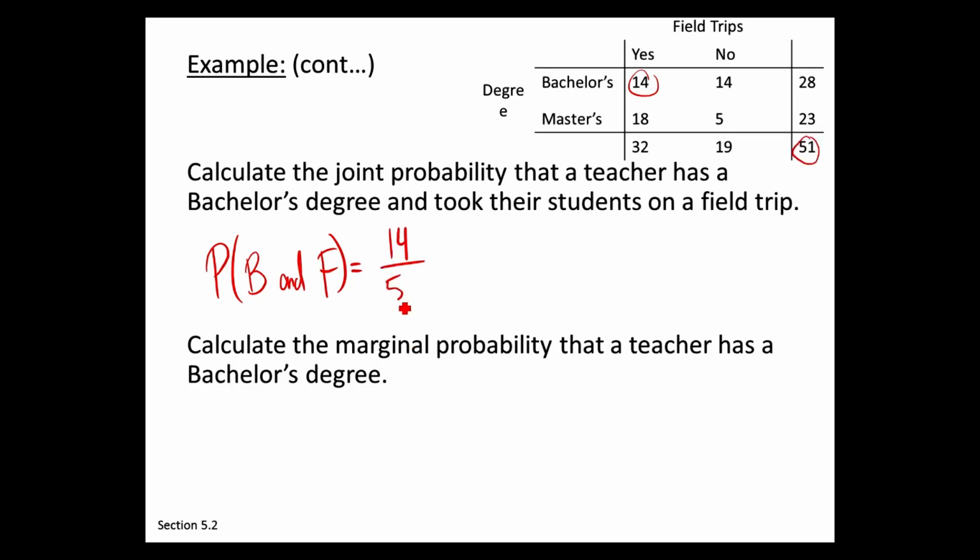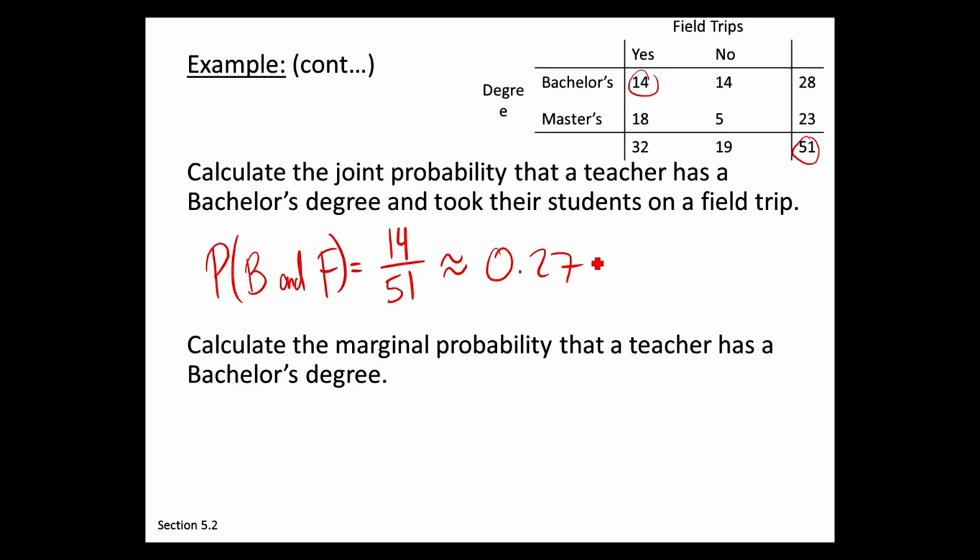How many people were in this sample? 51. So if you have 51 teachers in your sample, the probability that you pick one and that person has a bachelor's degree and took their kids on a field trip is 14 out of 51. And that's approximately what? About 0.27. So about 27% of these people have bachelor's degrees and took their kids on field trips.